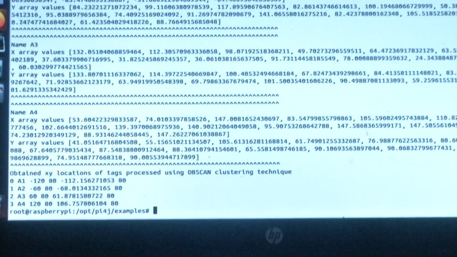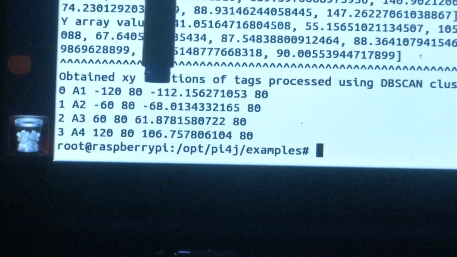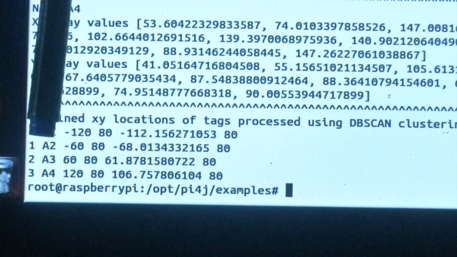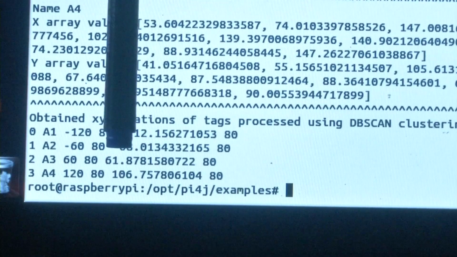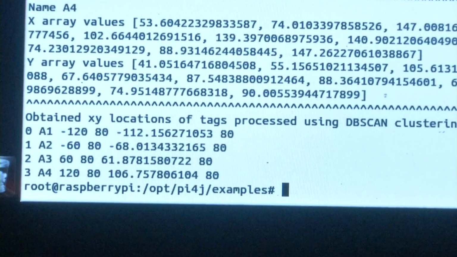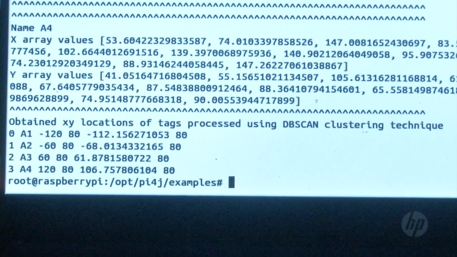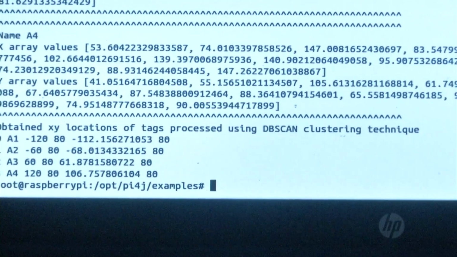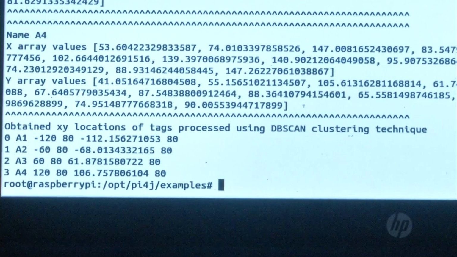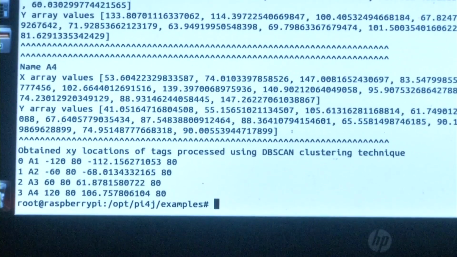And you can see the results here. A2, if you take, is minus 60, 80, and we ended up with minus 68, 80, and A4 is 120, 80, and we ended up with 106, 80. So, it is not so bad, right. So, we have actually shown that you could use spatial domain based phase difference of arrival and actually localize RFID tags.